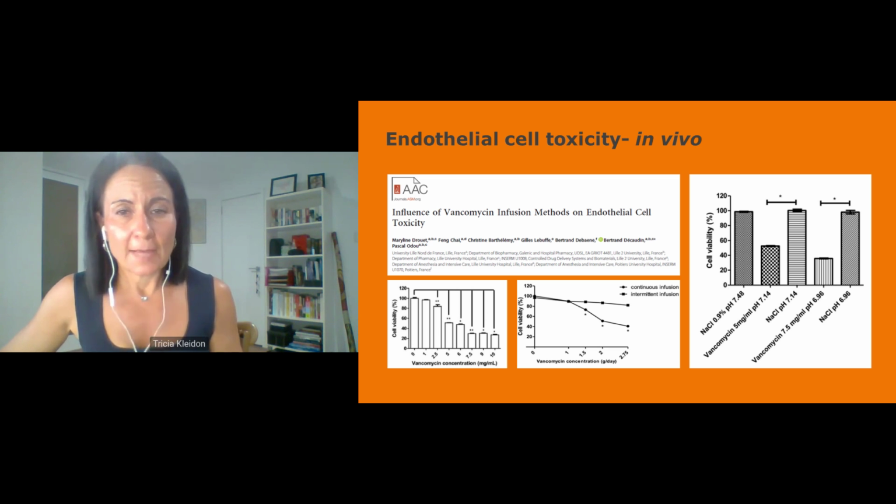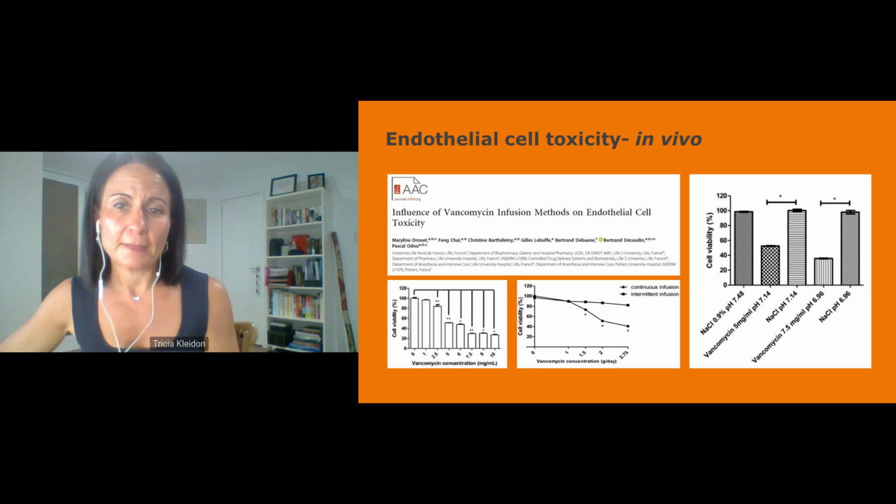So then finally, if we have a look at the graph in the middle, they compared the intermittent administration to continuous administration. So you can see when vancomycin is administered continuously compared with intermittent infusion of the same daily dose, the continuous infusion induced greater cell death than the intermittent infusion. So this might have something to do with the greater time in contact with the cell wall.